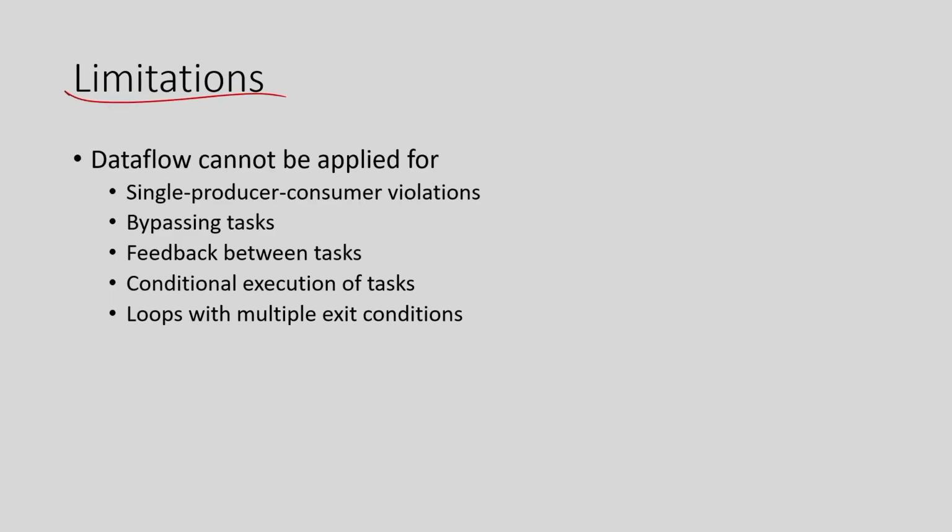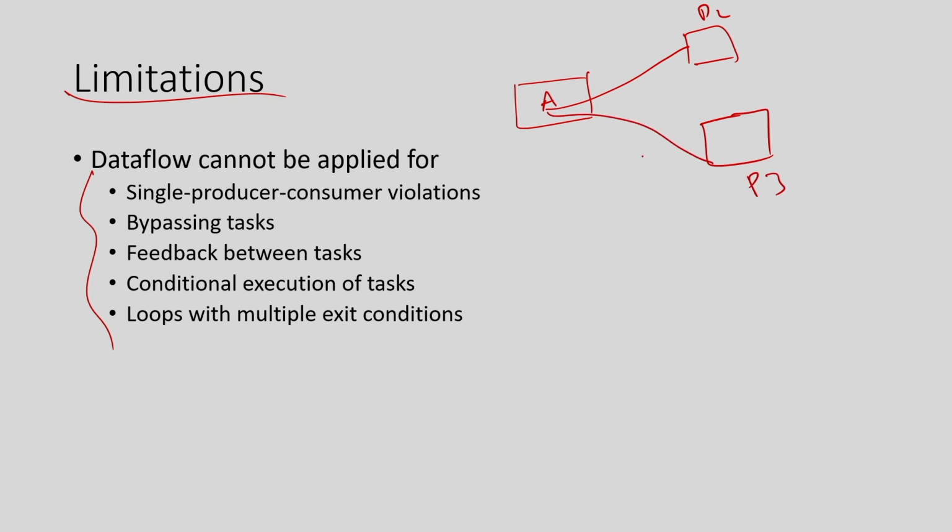For example, these are the cases where you cannot apply it. So, let me explain one by one. First, single producer consumer violation. The idea here is that if you produce, say, A here, and you send this A to process 2 as well as process 3, then it will not be able to implement this. If you produce one data, it should be consumed by only one consumer, not by multiple consumers.